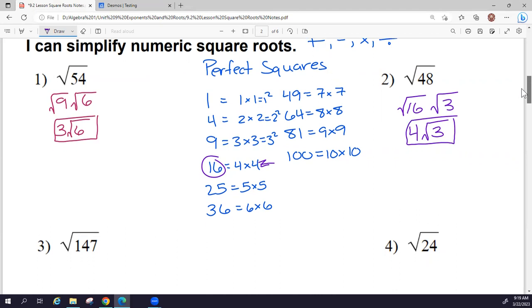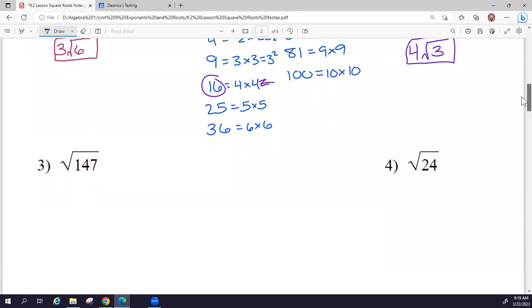Again, this takes practice. I can see it easier just because I've done it a lot, and the more you do it, the more you will see it.